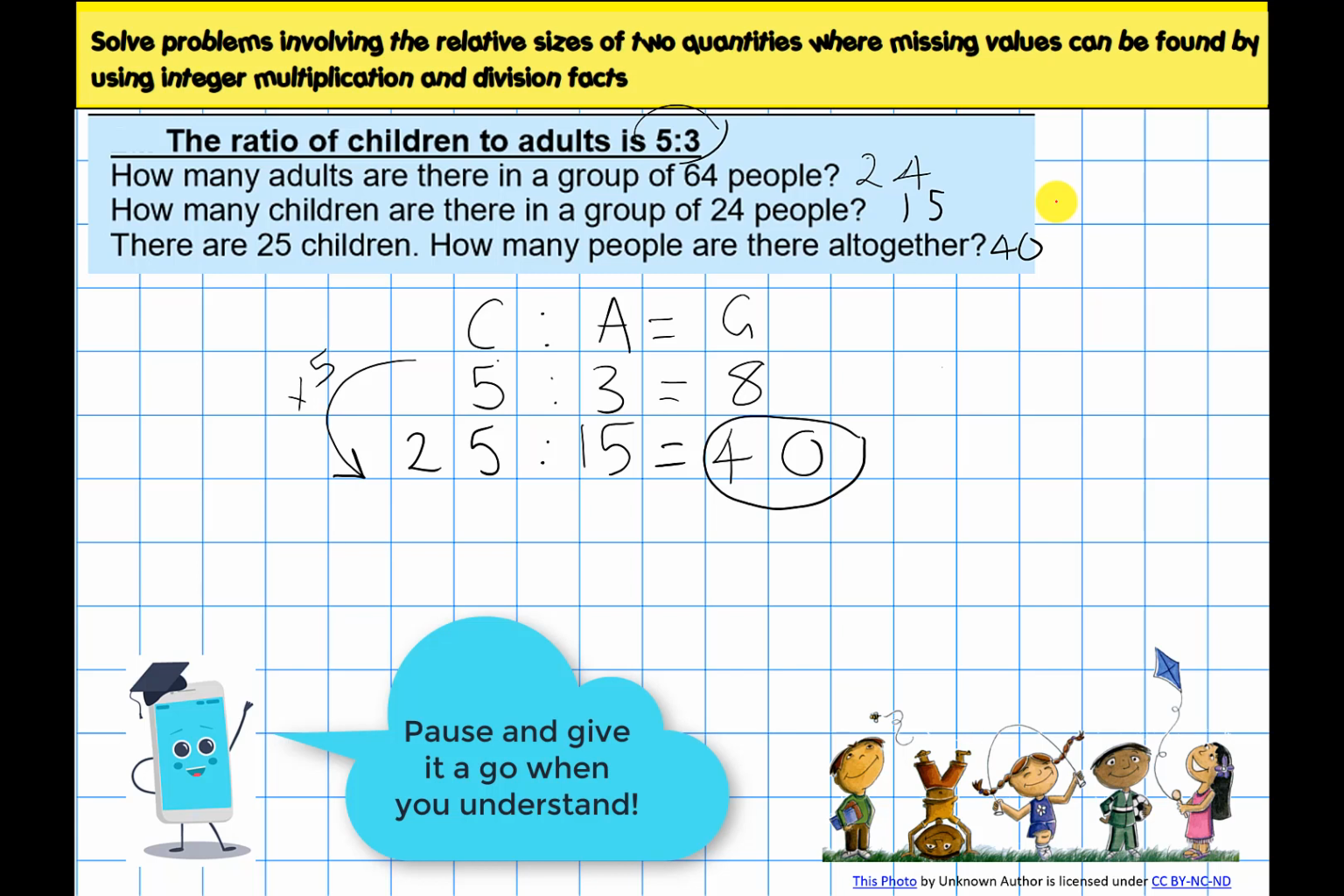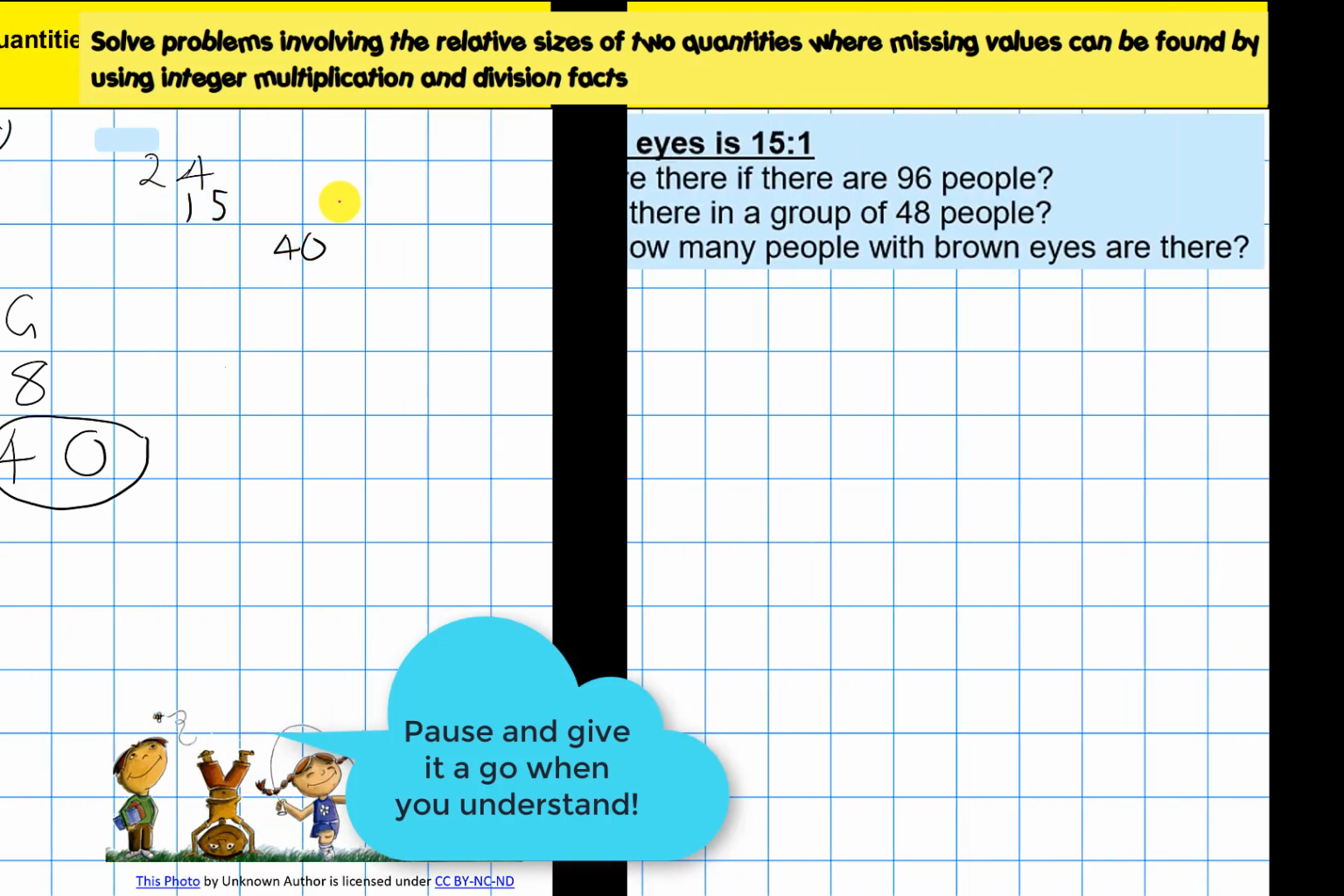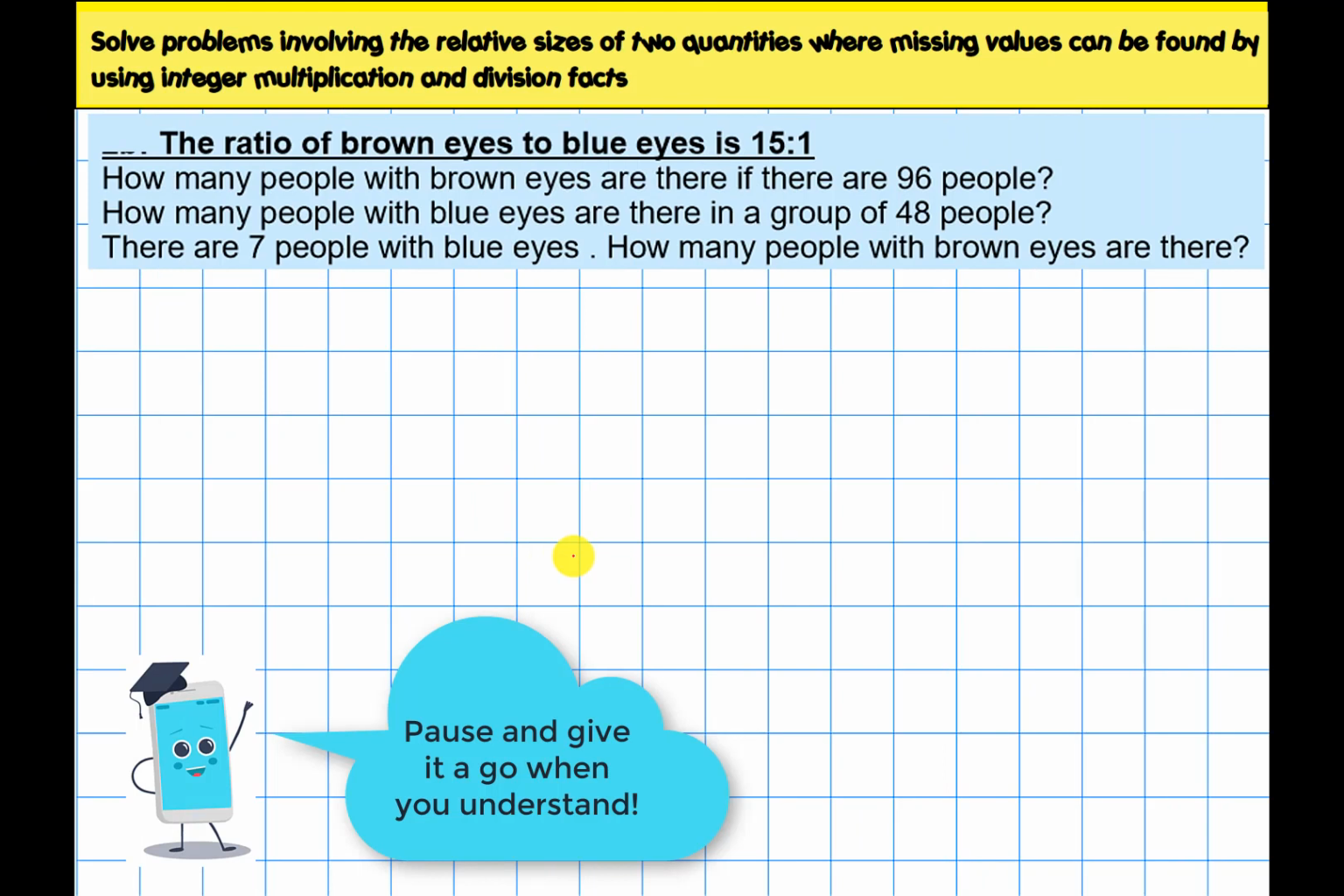I'm going to go through another example with you. So watch along with me if you want, or pause, give it a go, and then you can listen in and pause whenever you feel confident. The ratio of brown eyes to blue eyes is 15:1. So I'm going to start by writing down my ratio of brown eyes to blue eyes, which is 15:1. And then I'm going to call the total P for people, because the questions are asking about how many people there are.